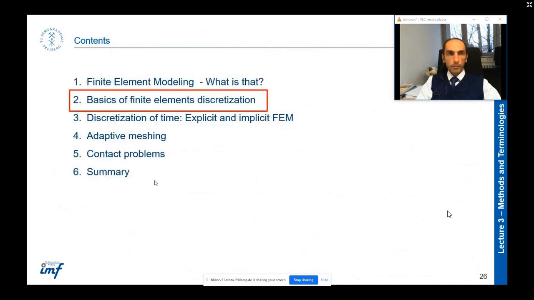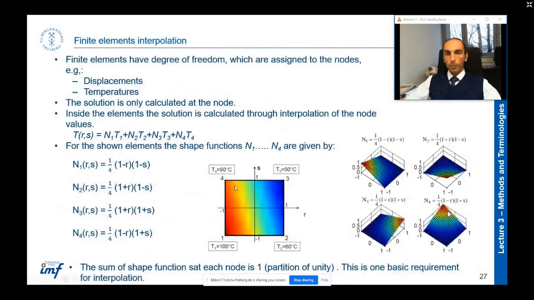Okay, we talked about this discretization, and then I want to talk about the interpolation. As I said, when you solve the equations using discretization, you obtain the values on the nodes, the nodal values, here, here, here.